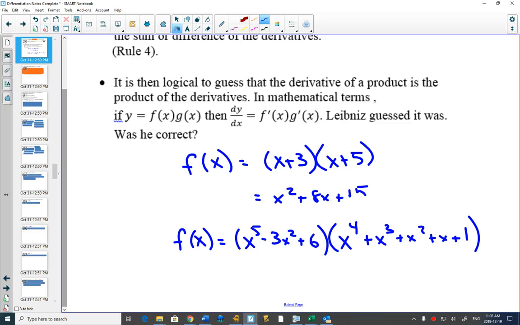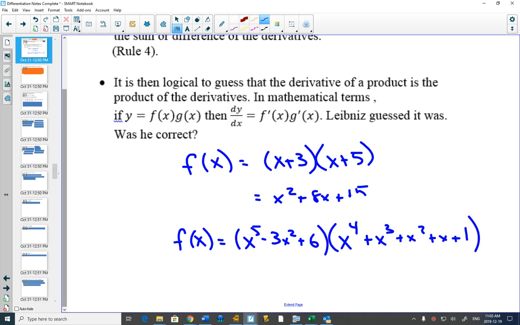Now, famous mathematician Leibniz said, well, what do we do when we add? We just find the derivative of each thing separately. So Leibniz thought, wouldn't it be nice if when we multiplied, we could just find the derivative of this one, find the derivative of this one, and then multiply our answers together. That seems like a logical first guess. It was wrong.